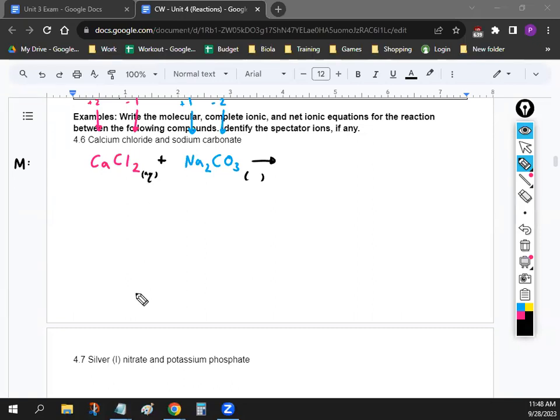All right, let's go to the next one. Is this one aqueous or solid? This was aqueous, and we know that because it has sodium. Sodium can't become a solid.